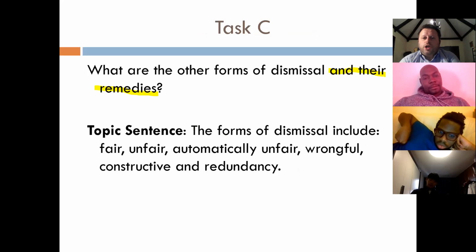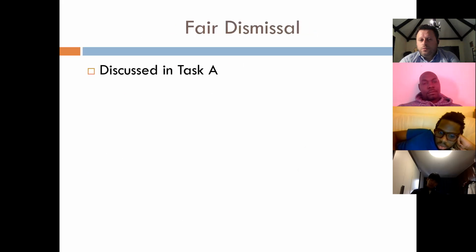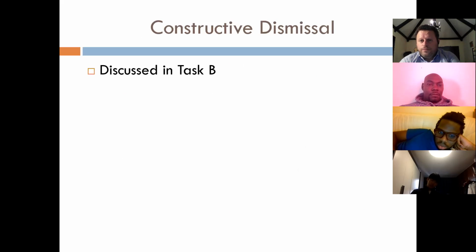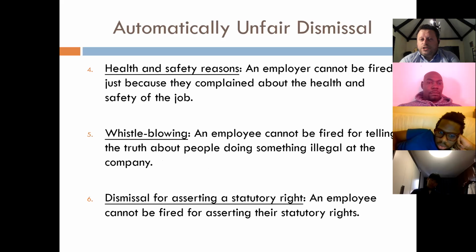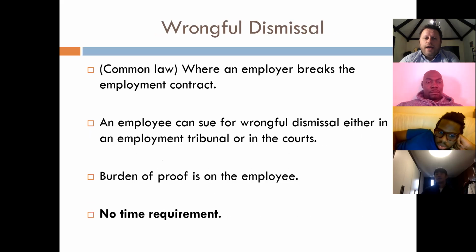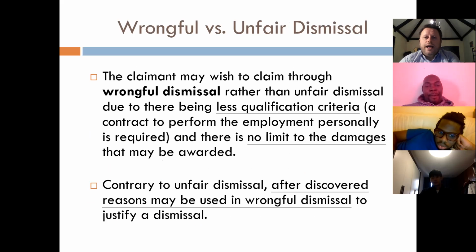Now, what are the other kinds of dismissal? Fair dismissal, we already talked about. Unfair, we already talked about. Constructive, we already talked about. Automatically unfair, there are these 6 reasons you can never fire someone. And then wrongful. And wrongful is like unfair, except it's common law. The differences are there's no time requirement. Even if you only work for 1 day, you could use this. The burden of proof is on the employee, so it's harder to prove. You could go to the court or the tribunal. And you can also use after discovered reasons.